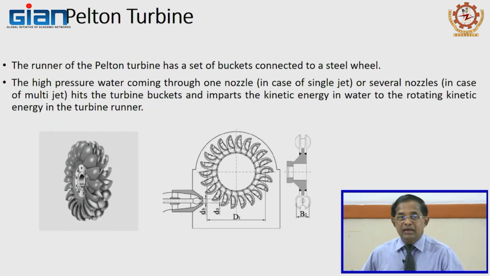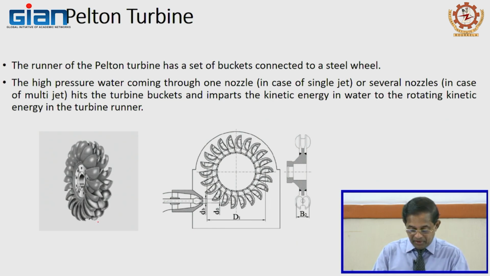The Pelton turbine is the king of high head turbines. In large projects or small projects, Pelton is a very proven, old technology, very efficient, and the technology has also been improved in its construction. The runner of the Pelton turbine has a set of buckets connected to a steel wheel. The high pressure water coming through the nozzle in the case of a single jet, or several nozzles in the case of multi-jet, hits the turbine buckets and imparts the kinetic energy in the water to rotating kinetic energy in the turbine runner. You can see a typical Pelton turbine here.